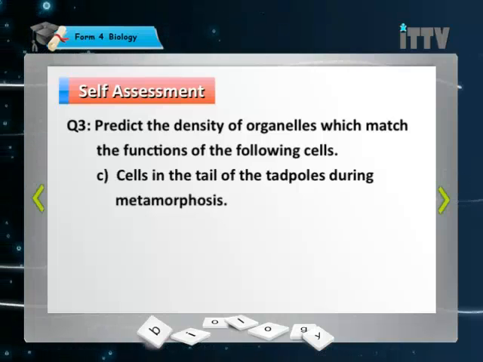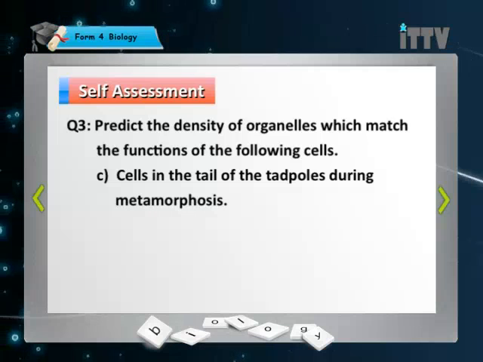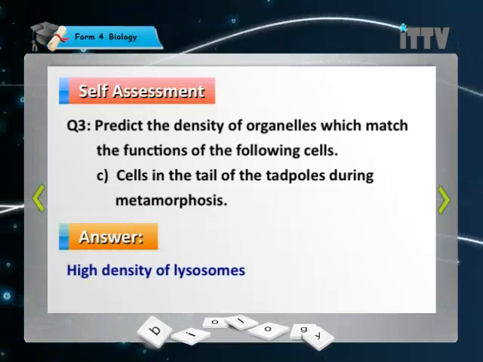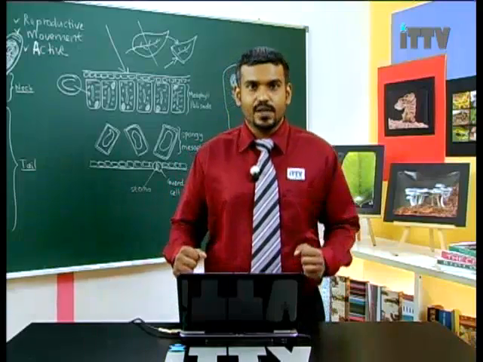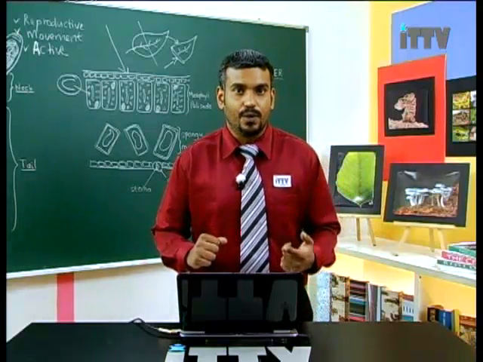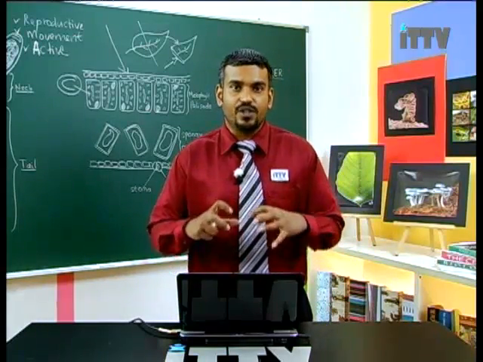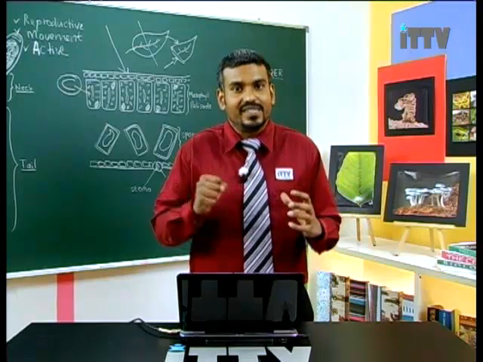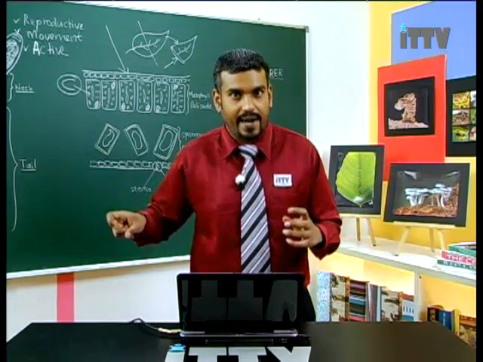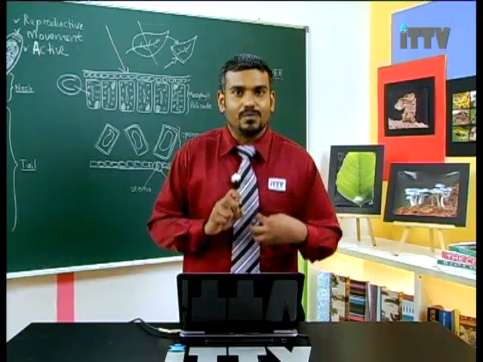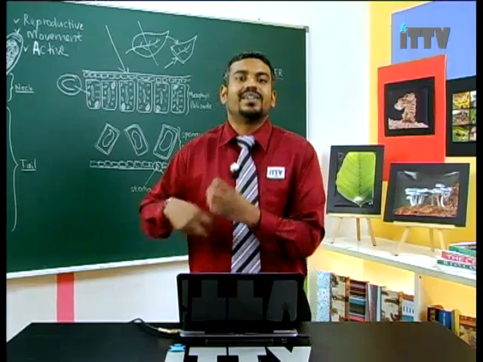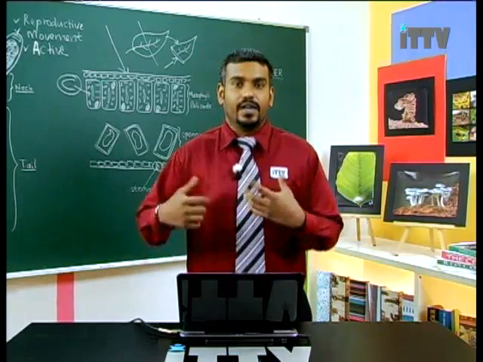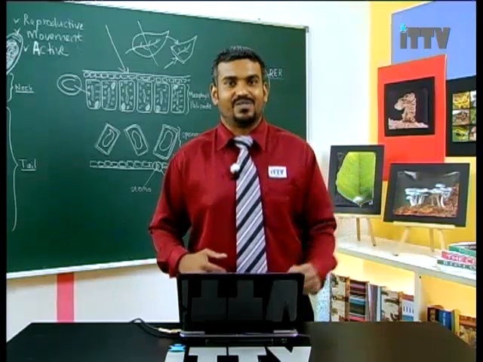In the tail of tadpoles during metamorphosis, there is a high density of lysosomes. Now students, why must there be lysosomes for the tadpole? Now watch this. When a tadpole is growing into becoming an adult, it has to lose its tail. And in order to lose its tail, it can't just pluck it off and throw it away, right? So what will happen? Lysosomes will be sent to the tail to digest it. Therefore, it loses its tail and grows into an adult frog.